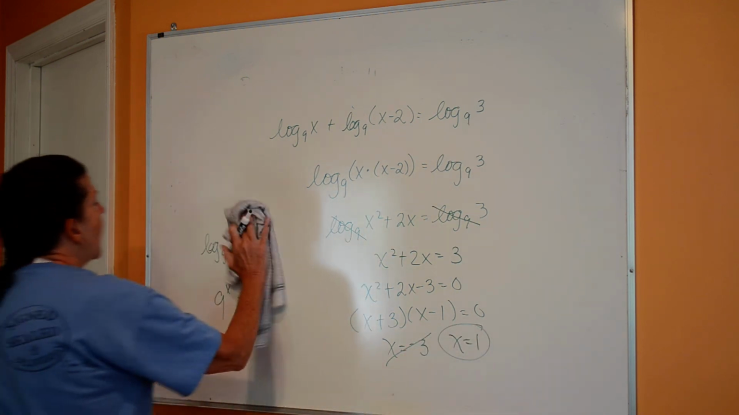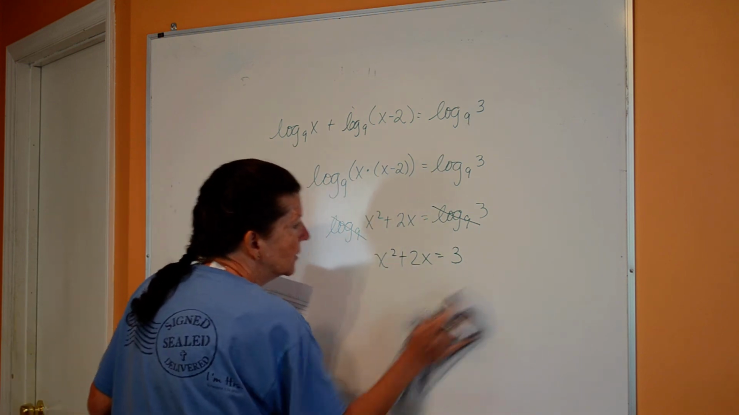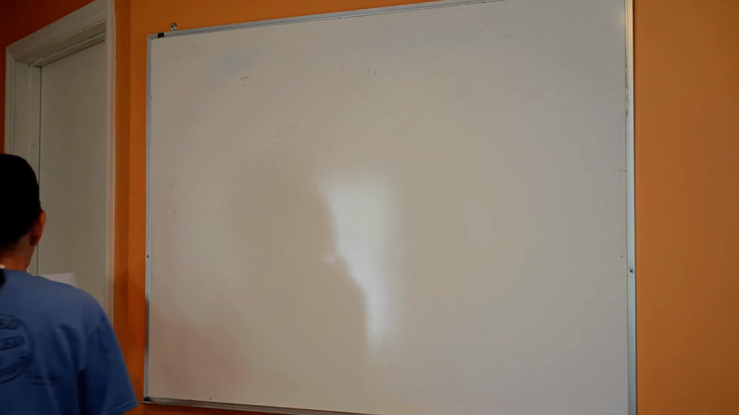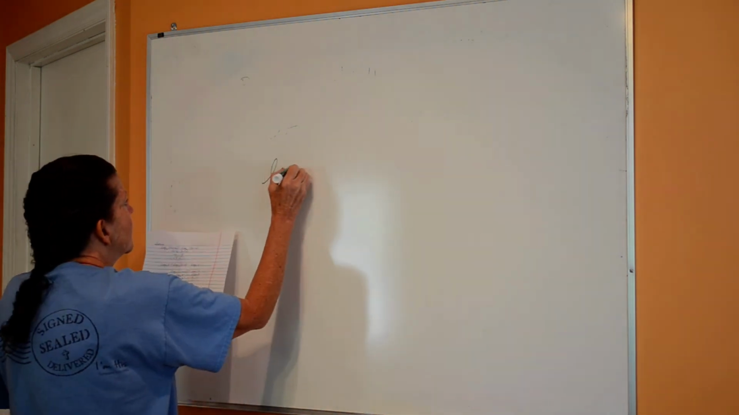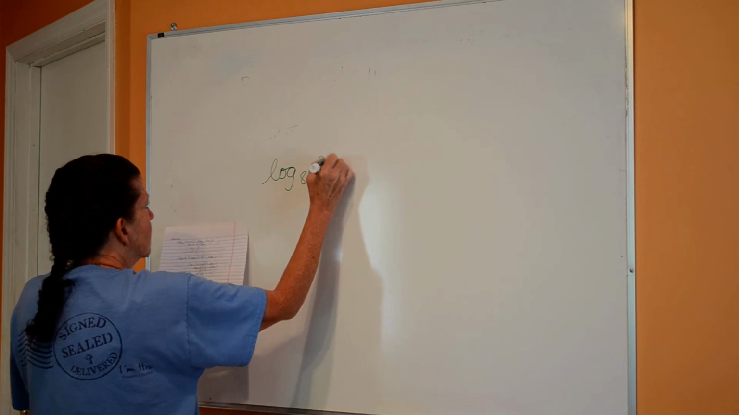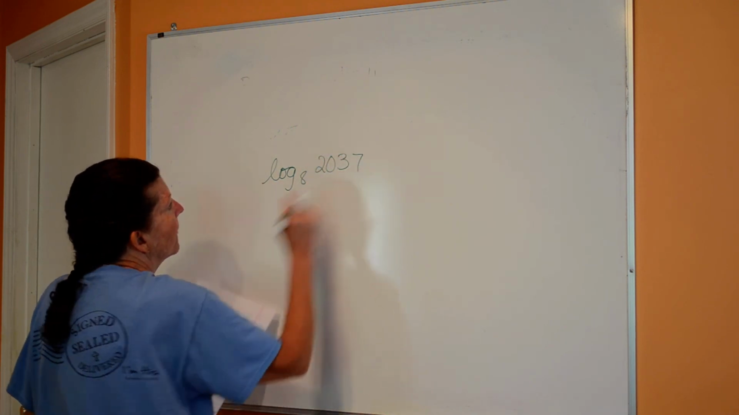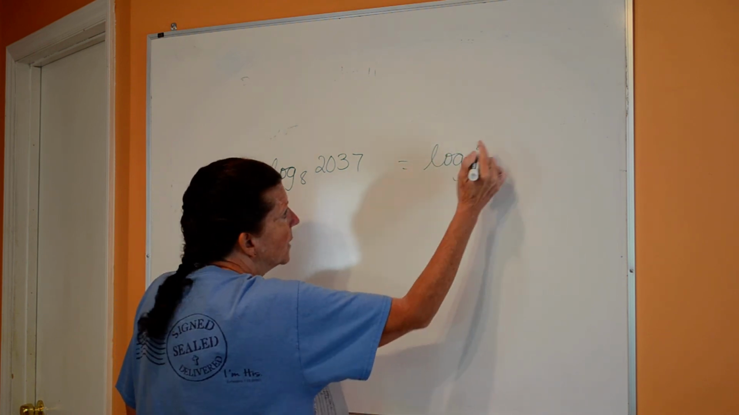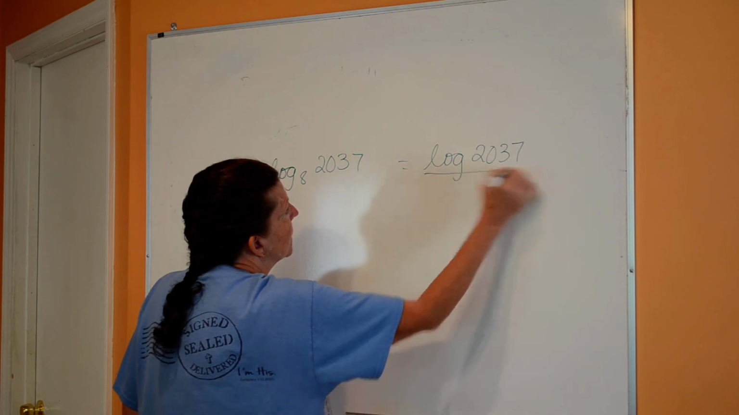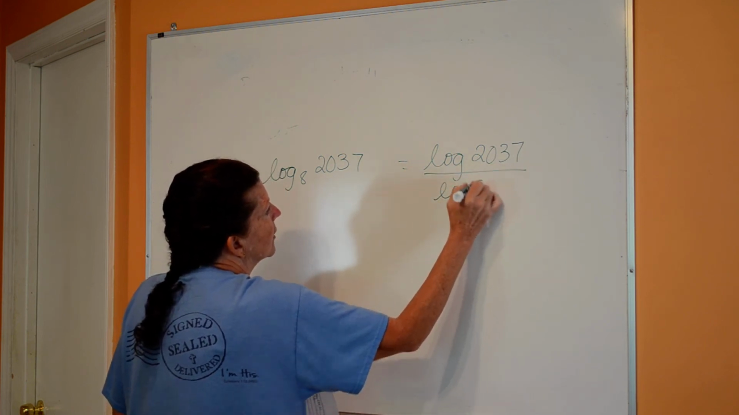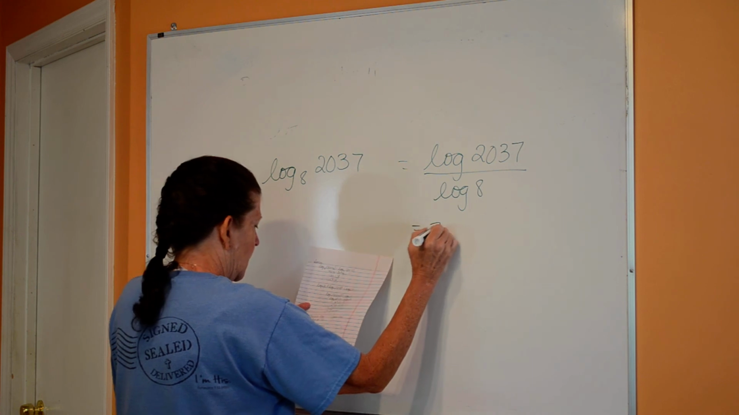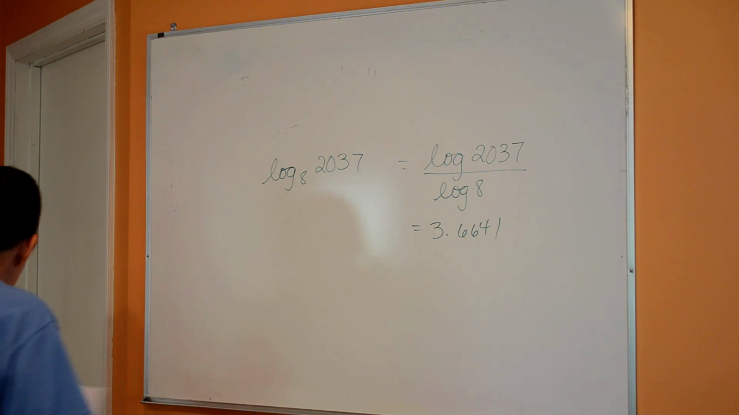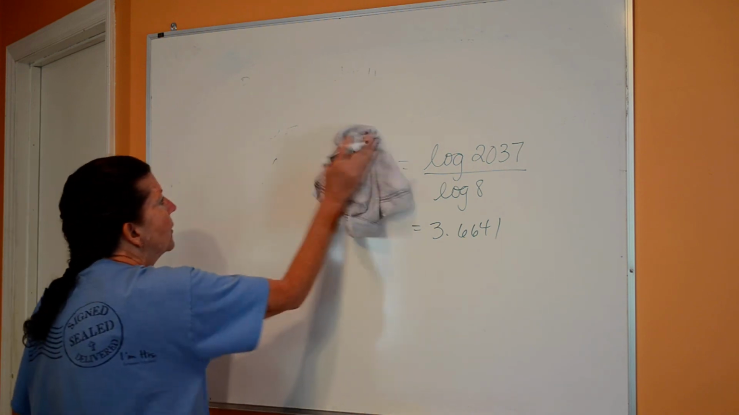All right, 11.5 was common logs. This is the logarithm button on your calculator. It all has a base of 10. And that's when we began to talk about the shortcut on how to do things like this. Remember that's equal to the log of base 10, which you don't have to put in there because that's your button on your calculator, over the log of 8. And that's going to give you 3.6641, okay?